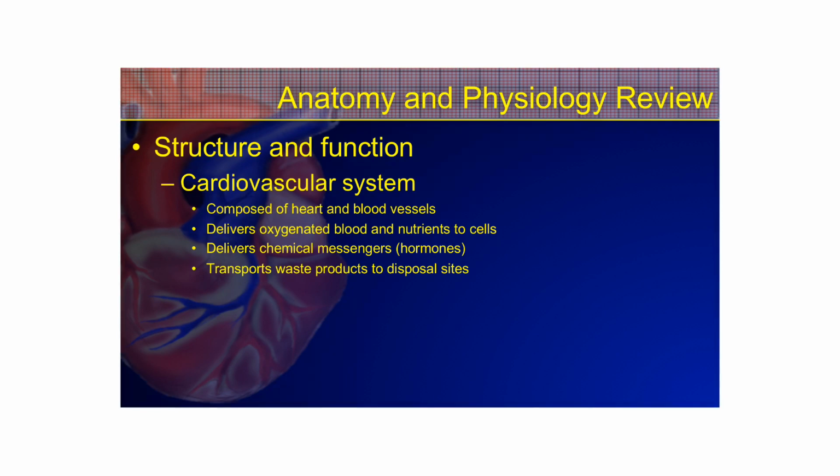So once again, whenever we talk about cardiac emergencies or cardiovascular emergencies, it's going to be important to do a quick A&P refresher. We're going to talk about the structure and function of the cardiovascular system and how it's composed of the heart and all of the blood vessels in the body. Of course, when you think of the cardiovascular system, you think of the heart, but do you think of the blood vessels in the brain? Because that is certainly part of the cardiovascular system. The primary function is to deliver oxygenated blood and nutrients to cells in the body.